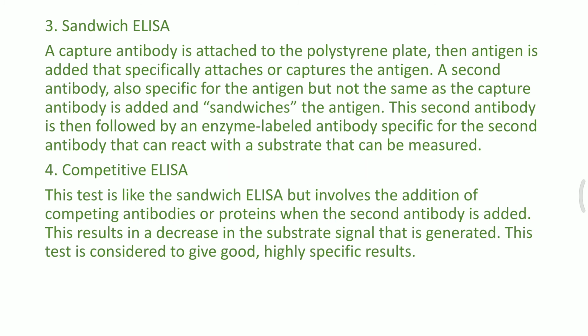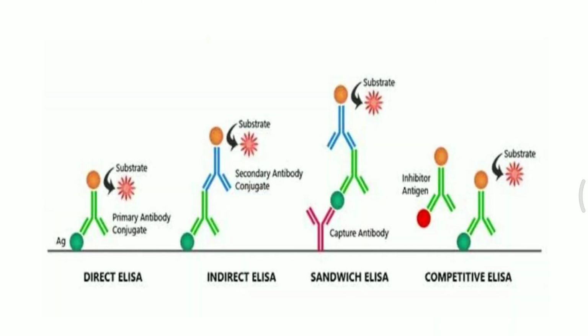What about the next type of ELISA? It is competitive ELISA. Generally, whenever we are performing any of the ELISA, the most sensitive kind of ELISA is the sandwich ELISA. And for HIV test, we use the same technique. Competitive ELISA. This test is like the sandwich ELISA, but involves the addition of competitive antibodies or proteins with the second antibody when the second antibody is added. This results in a decrease in the substrate signal that is generated. This test is considered to give good, highly specific results.